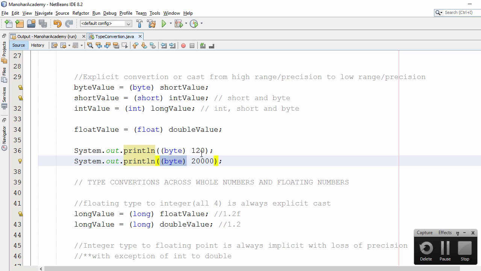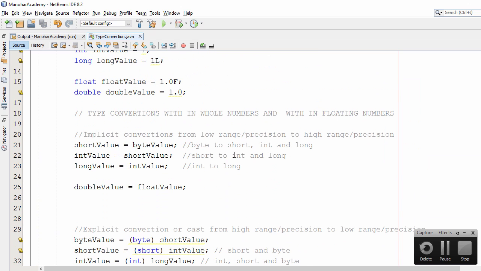The first thing should be the value should be within the range of the target type, in this case byte. Otherwise some truncating and all those things happen and the result may not be what you expect. So that is all about converting within whole numbers and within floating numbers.